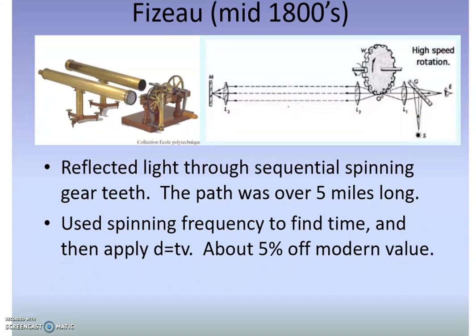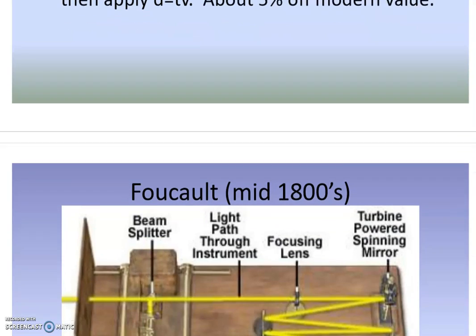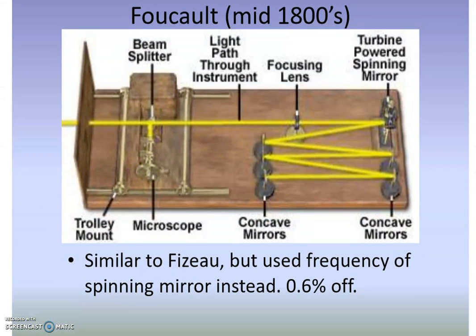And remember, we have Fizeau with the spinning gear, and the light went through the sequential openings of the gear when it was rotating around, and used the frequency of rotation and distance, and used d = vt basically, to get the speed of light. And then a similar one we looked at last year was this one, where he used the rotating frequency of a spinning mirror in order to do the same type of thing, using frequency to get time and distance and that type of thing.